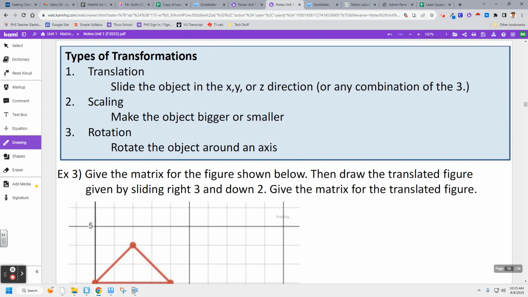Types of transformations, you might remember this from algebra class. A translation is sliding it in one of the 3 directions, X, Y, or Z. Scaling is going to make the thing bigger or smaller. Maybe you want Mario to grow to twice his size or something like that. So you're trying to grow or shrink something. Rotation, I'm going to spin it around one of the axes, X axis, Y axis, Z axis.